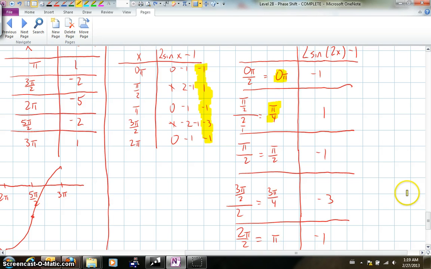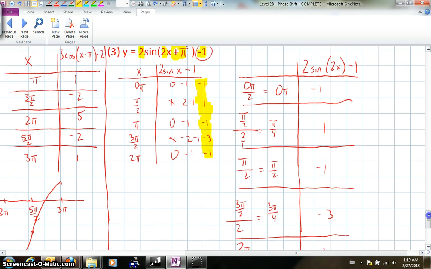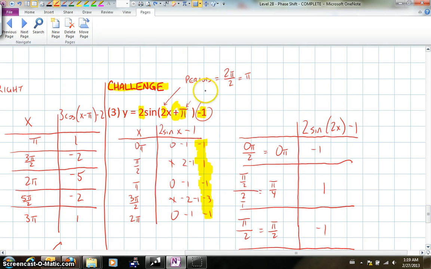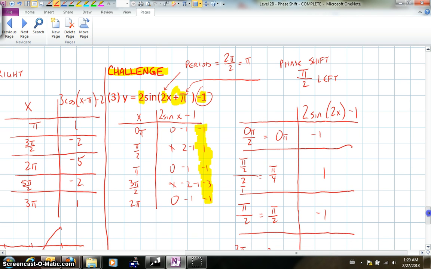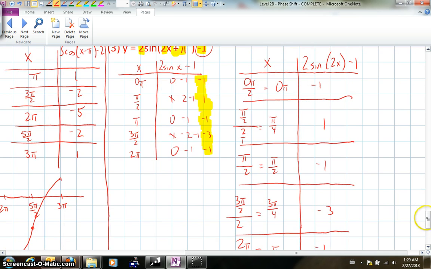Now, we're not done because we also have to take into account the fact that there's going to be a phase shift. And this time, if you remember, the phase shift is whatever's being added or subtracted to x divided by the coefficient of x. So this phase shift is not just pi, and that's what's going to catch a lot of people here. The phase shift is not just pi, it's pi divided by the coefficient of x, which is 2. And because it was a plus inside, it's going to go pi over 2 to the left. So we're going to need to take all of our x coordinates and subtract pi over 2 from them. So are you ready for this? That's why you're on the challenge problem. Here we go.